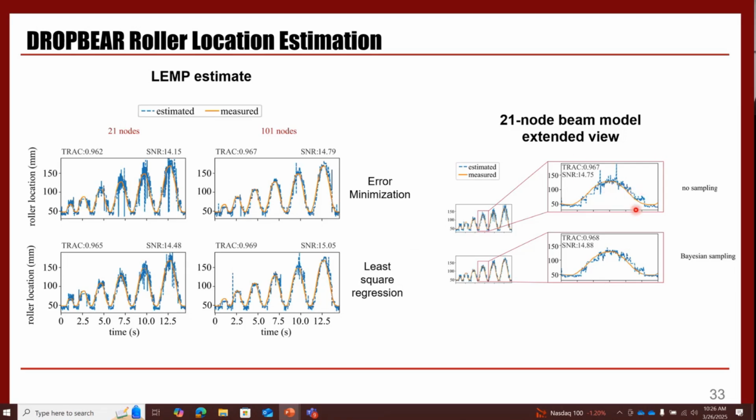And the advantage of having a sampling technique in this work is that if we look at this first plot here, this is estimation without sampling. We can see that there are some fluctuations in the tracking result. But with the addition of Bayesian sampling, we obtain a much more refined tracking result. So the implementation of a sampling technique is very beneficial for this work.